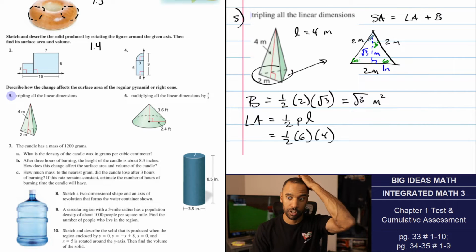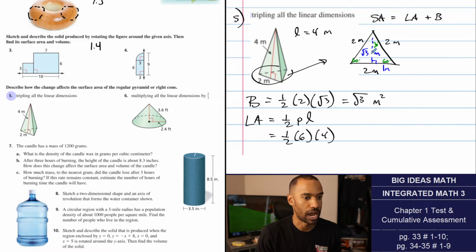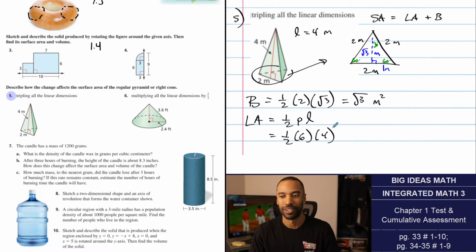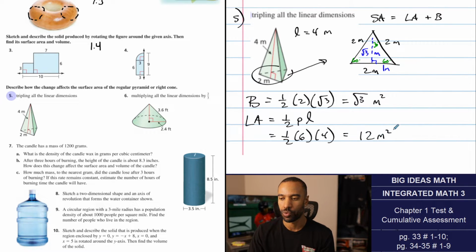So that's your surface area. This is the first time we're doing pyramid. Suddenly, right in the chapter test, boom, they're saying, all right, figure it out, which is interesting. I'm sure there are other things you could do. If you know it's regular, you know there's a congruent, you can find other ways of getting it. Half of 6 is 3. 3 times 4 is 12. You get 12 square meters there.